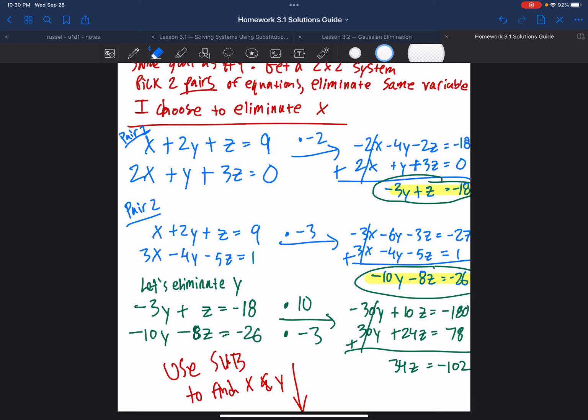And so we'll just fix that. Divide by 34, divide by 34. So now I'm doing 102 divided by 34. Okay, negative 102 divided by 34. I get z equals negative 3.